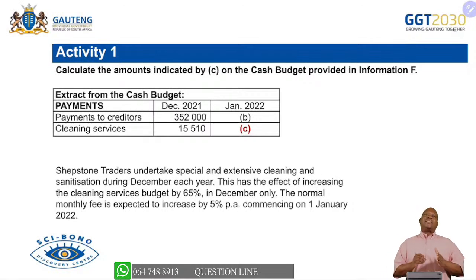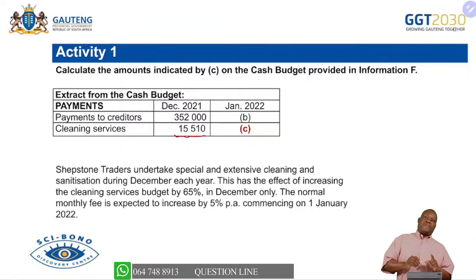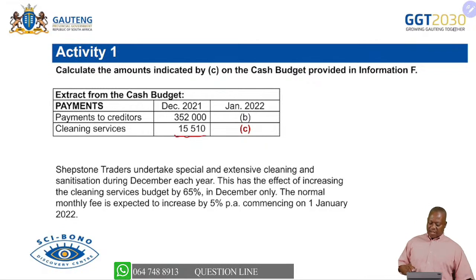So it means our December cleaning services expense is very high. Why? Because there is this activity that we always undertake in December only. So what is the December budget? It is 15,510. Is this normal? No. This is more than normal by 65%. So can we be able to find the normal budget? Yes. The normal is 100%. Remember that, right? Okay. Let's continue and read this statement to the end.